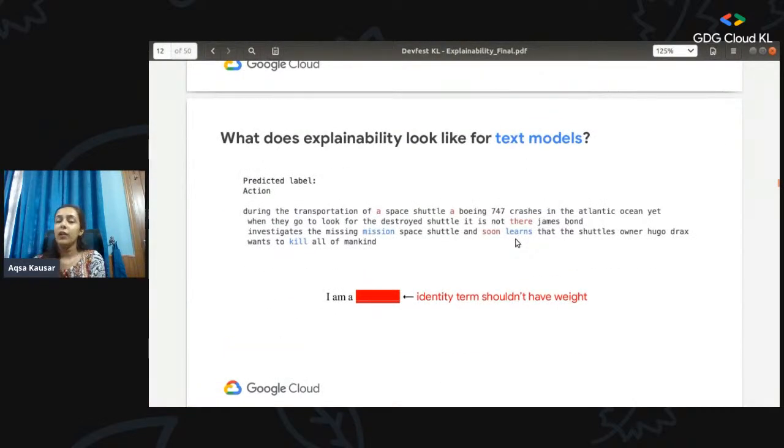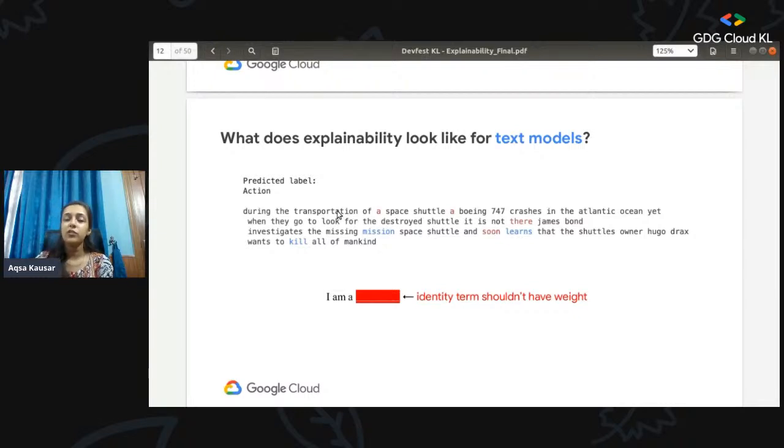So what does explainability look like for text models? For example, I have sentences and I am classifying them into labels such as action. In this case, when the predicted label is action, the explainability gives you outputs of these words, for example, mission, learns, kill, and these are the words that are giving the highest signal for that prediction. So it's sort of saying, these are the words from your entire sentence which are contributing the most to the model saying that the label for this sentence should be the class action.